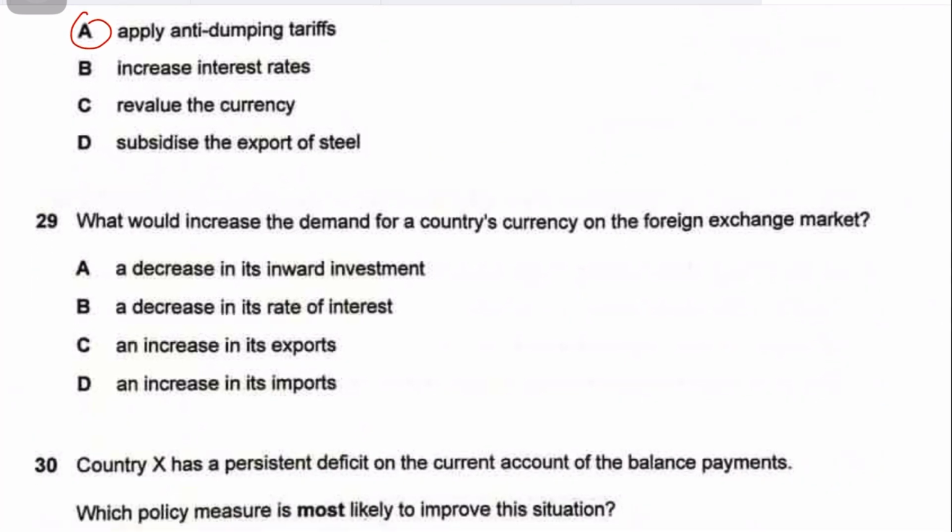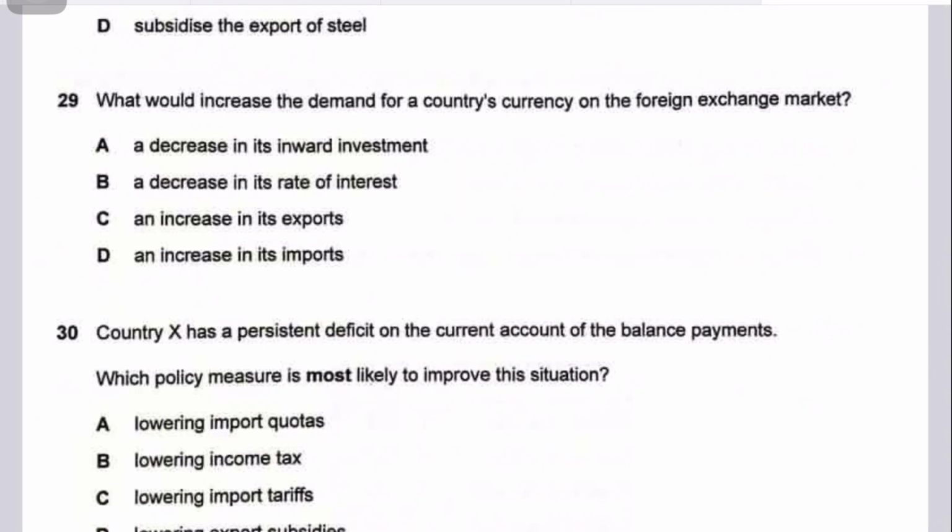Question number 29 says, what would increase the demand for a country's currency on the forex market? The correct answer for 29 should be an increase in its exports, because when the country's exports rise, the demand for the exporting country's currency in the forex market will rise, because obviously, you need to pay the exporting country in its own currency. So the demand for that currency will definitely rise in the forex market the more that country exports. Okay, so 29 should be C, an increase in exports.